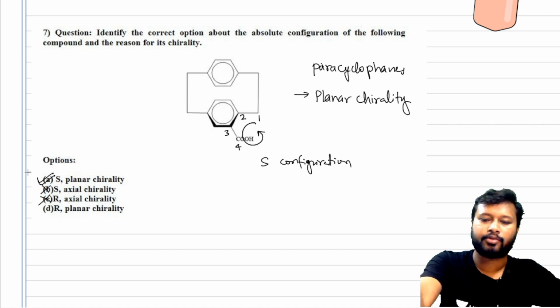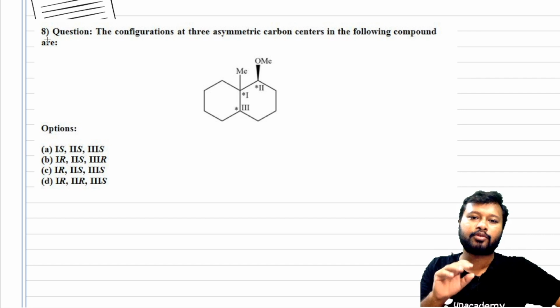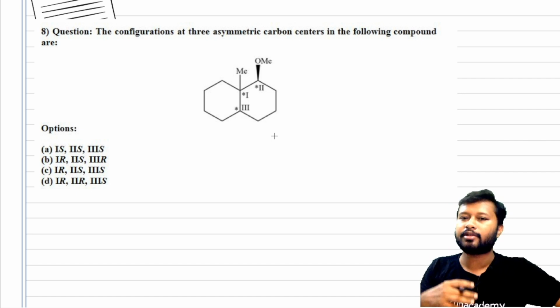Let's take another question. Alright, now this is quite a simpler question. It says that the configuration of the three asymmetric carbon centers in the following compound are. Now I will suggest you pause this video and solve this on your own, okay? Because this type of molecule is where people make a lot of mistakes, because they look very simple, but still you have to be very careful while solving these types of questions.